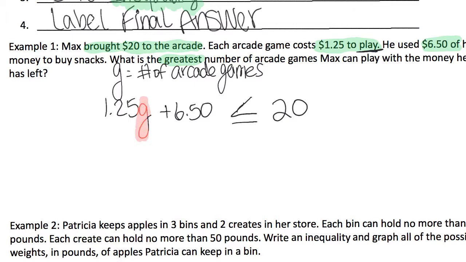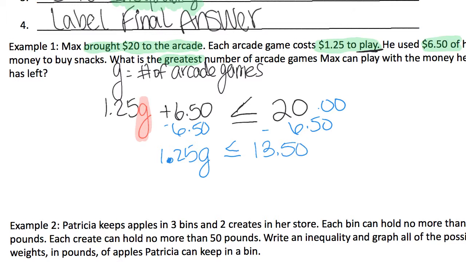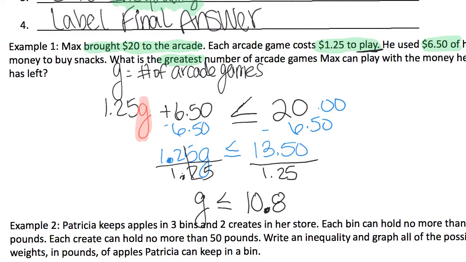So we want to solve for G here. I'm going to subtract $6.50 on both sides. I'm going to get 1.25 G is less than or equal to $13.50. So now he can spend at most $13.50 on games. Then we divide both sides by 1.25 because that's how much each game costs. G is going to be 10.8. Okay, so G is at most 10.8 games.